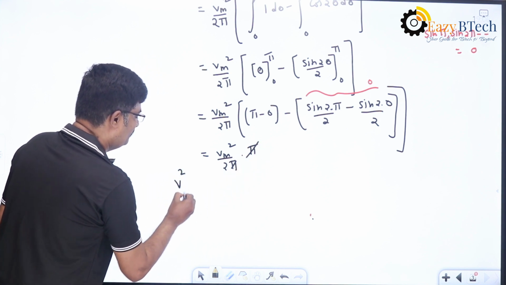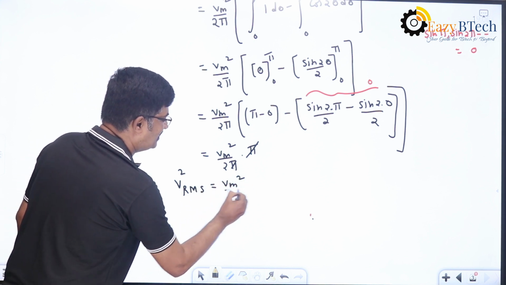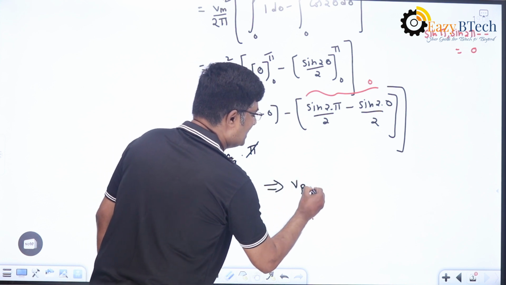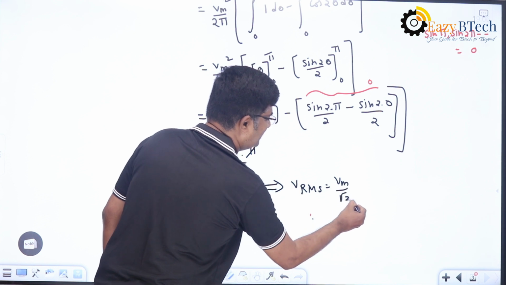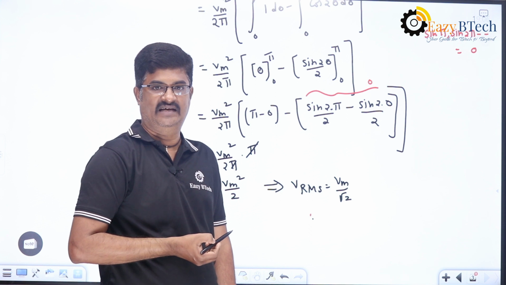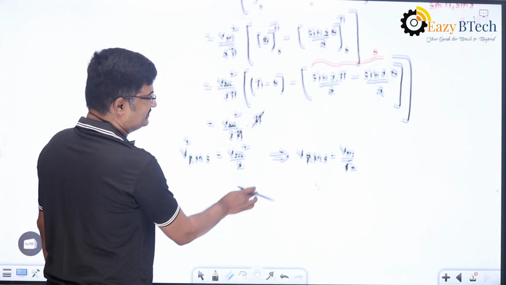I am having V square RMS is equal to Vm square by 2, or simply here I will be writing V RMS is equal to Vm by root 2. So here I have calculated the average value as well as the RMS value. Now he is asking to find the form factor.